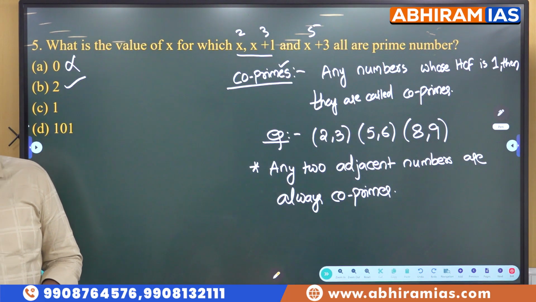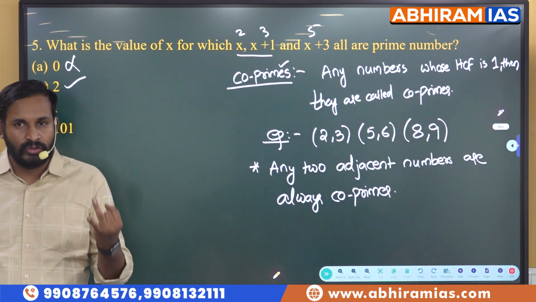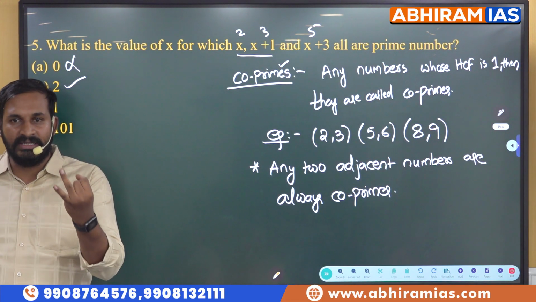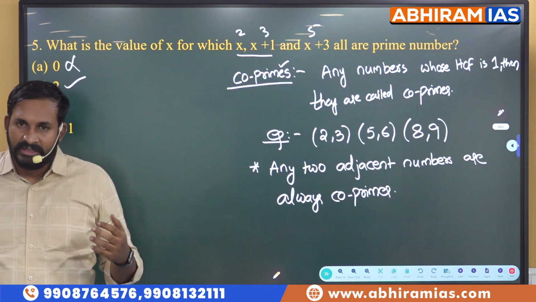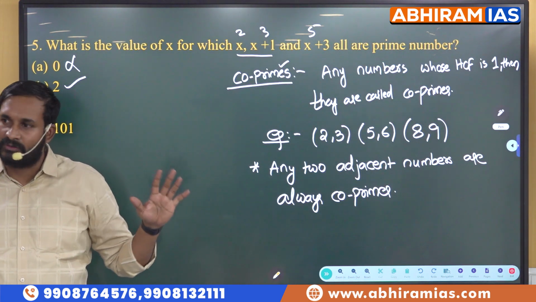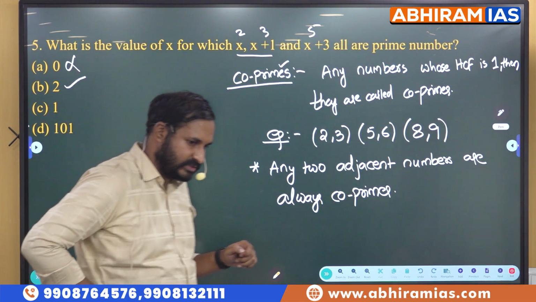Their factors: when you write the factors for 14, what are the factors for 14? 1, 2, 7 and 14. What are the factors for 15? 1, 3, 5 and 15. Take any big numbers also. Any two adjacent numbers will always be co-primes.